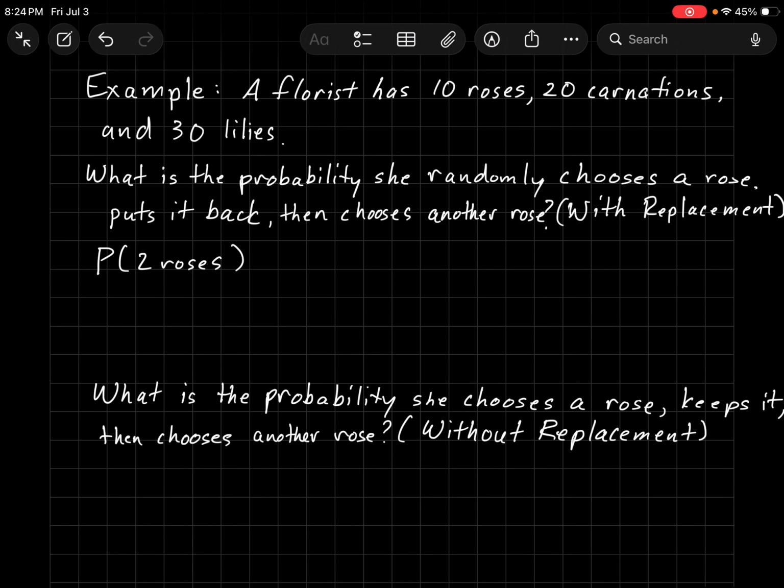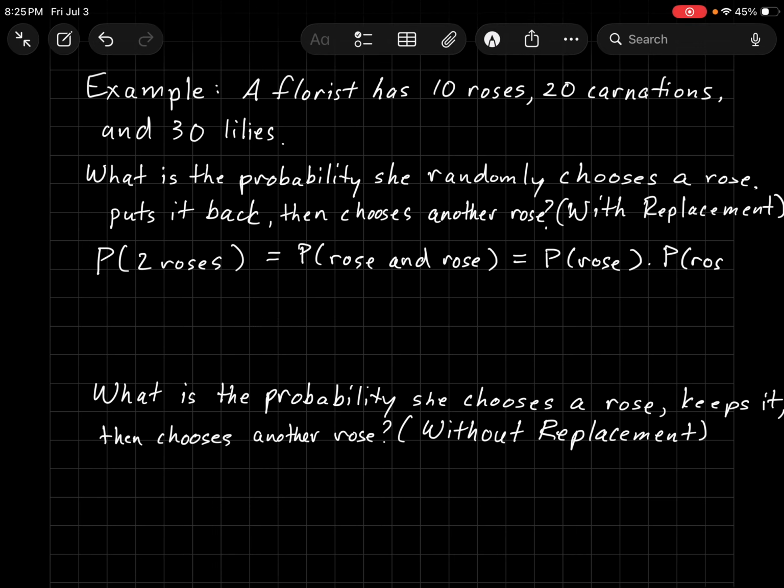So, for example, a florist has 10 roses, 20 carnations, and 30 lilies. What is the probability she randomly chooses a rose, puts it back, then chooses another rose? We say this is with replacement. So what is the probability of getting 2 roses? I could have written it like this: the probability of a rose and a rose. Notice that we are choosing 2 things. We have multiple choices. So we will multiply probabilities. The probability of a rose times the probability of a rose.